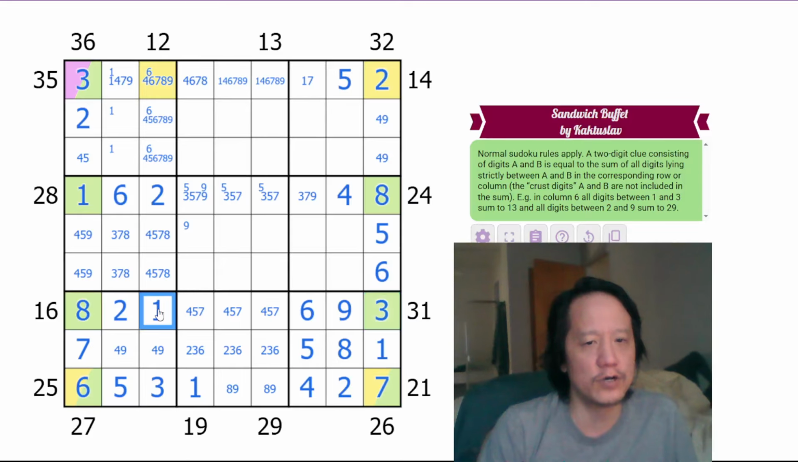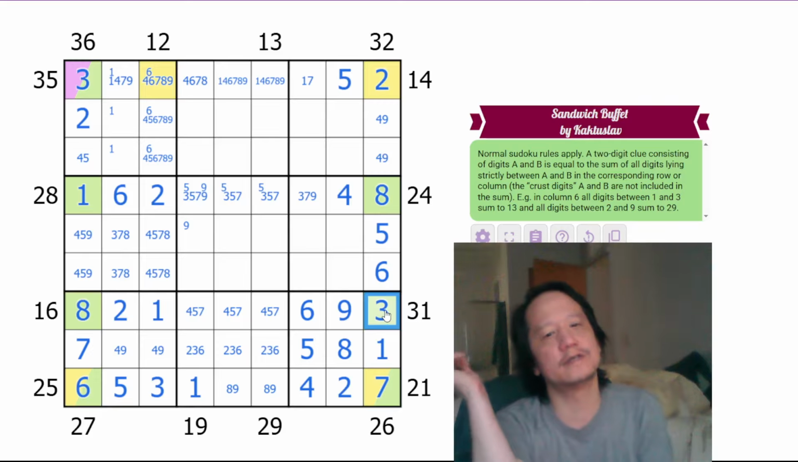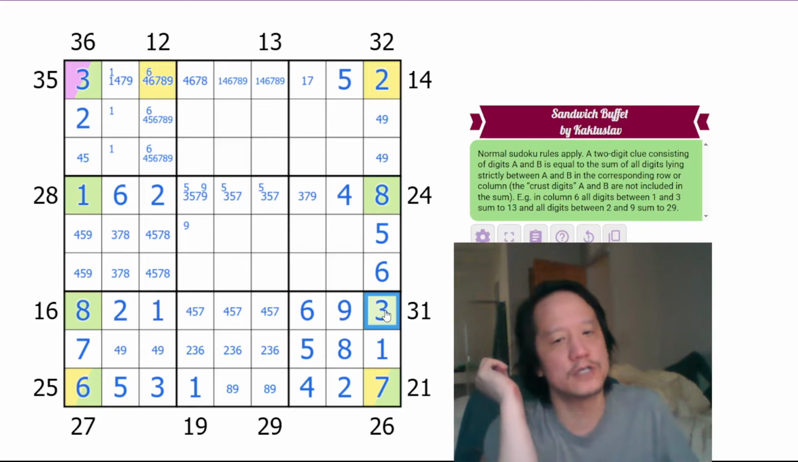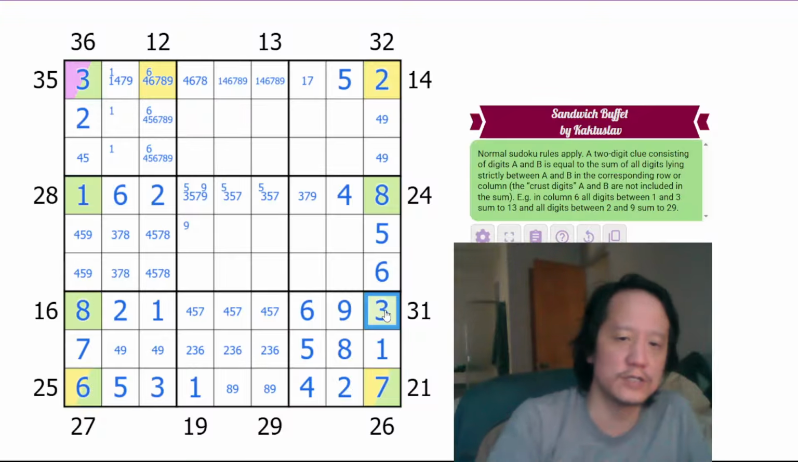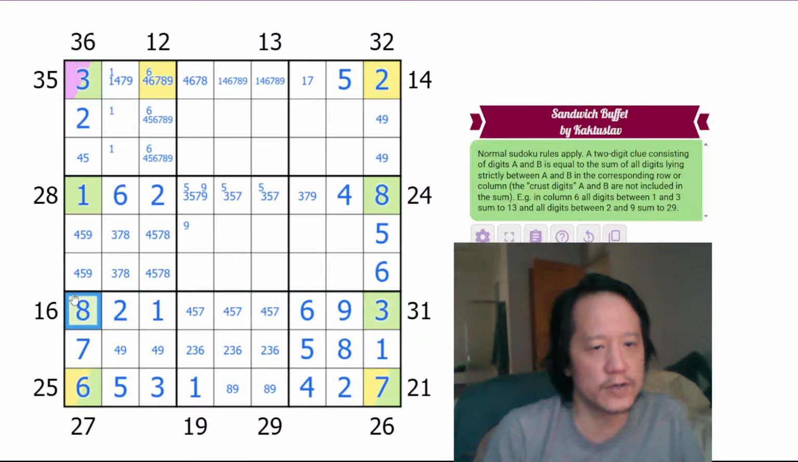Not between the 3 and the 1 is 1, 2, 3, and, sorry, 1, 2, 3, and 8, which adds up to 14. And 45 minus 14 is 31. So that's satisfied. We still don't have 1 and 9. We don't have 2 and 9 here.